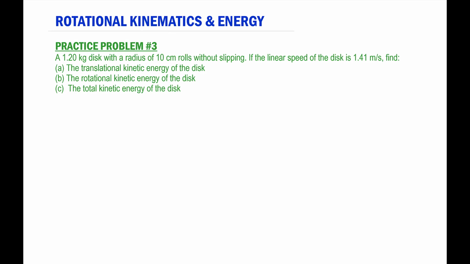In this question, a 1.20 kilogram disc with a radius of 10 centimeters rolls without slipping. If the linear speed of the disc is 1.41 meters per second, find A, the translational kinetic energy of the disc, B, the rotational kinetic energy of the disc, and C, the total kinetic energy of the disc. So we know that this is an energy problem, and we know that there's a disc that rolls and moves. We already have the equations for rotational and translational kinetic energy, so why don't we use those?